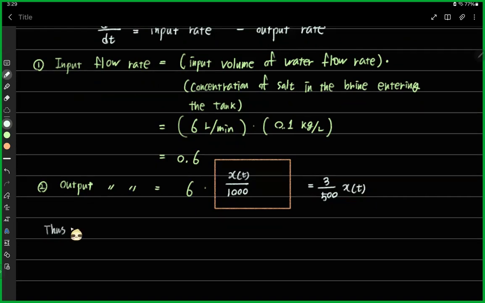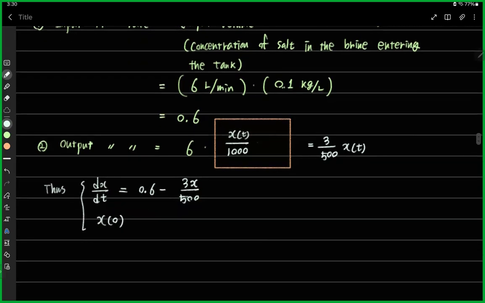Thus dx/dt is equal to 0.6 minus 3x over 500. This is a linear equation, an initial value problem. You can use either the linear method of integrating factor or separable. You can say this is separable too, right? Either one is just fine.